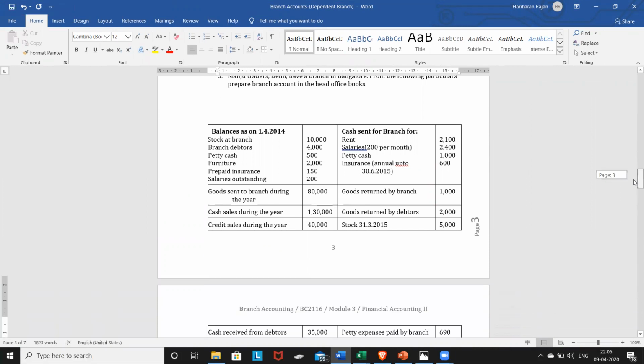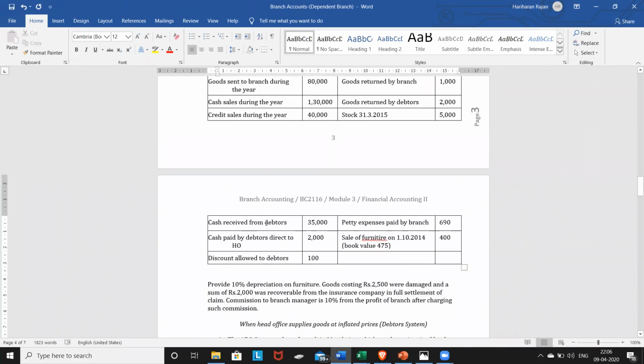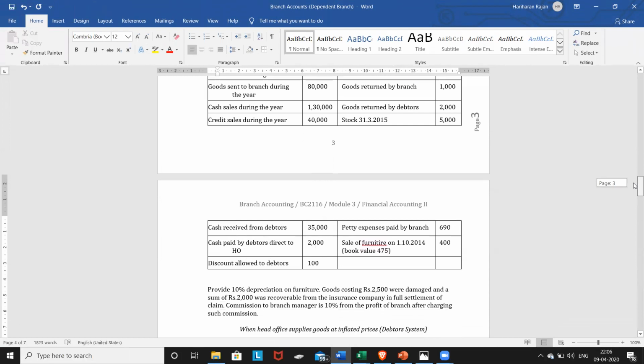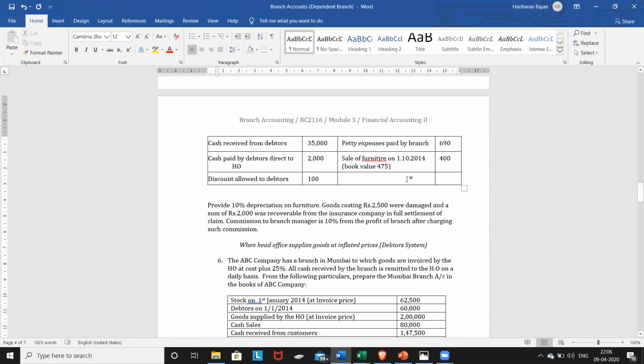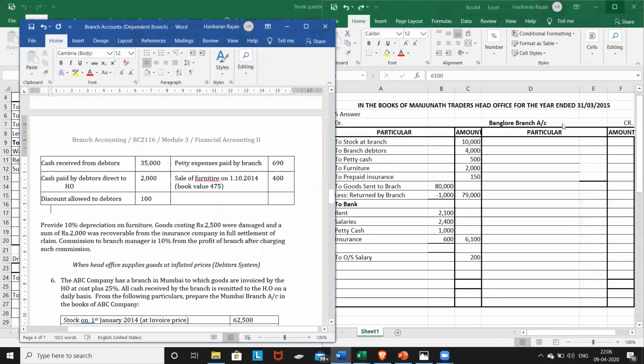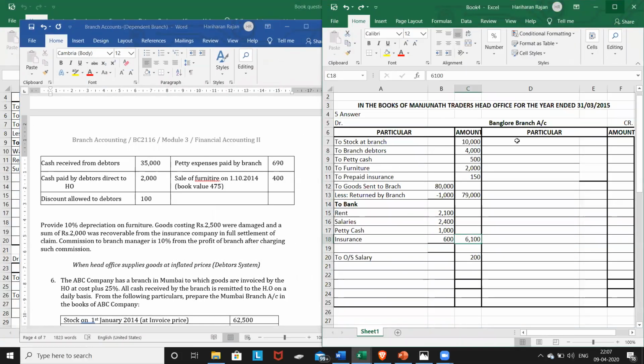Then cash received from debtors 35,000 to be considered. Cash paid by the debtors directly to the head office. Again, we have to consider this because it is debtors created in the branch account, which has to be recorded there. So 2,000. Then any other cash received. So cash received due to sale of furniture 400. So all this has to be considered. So right, by bank.